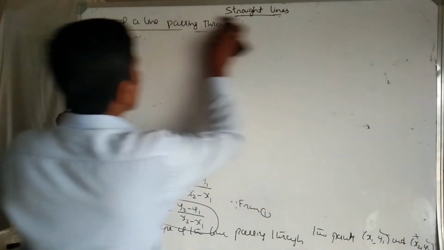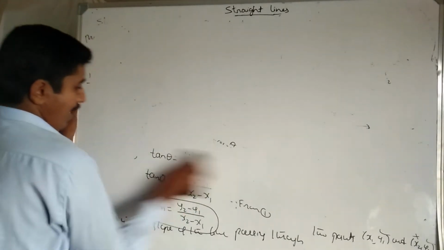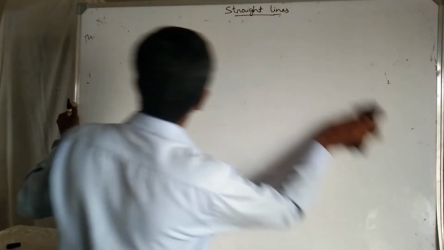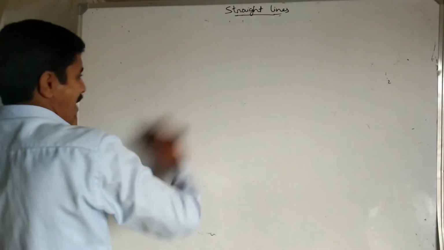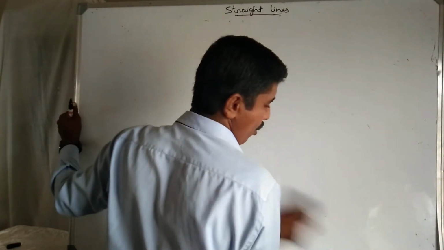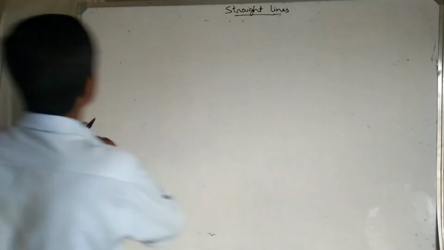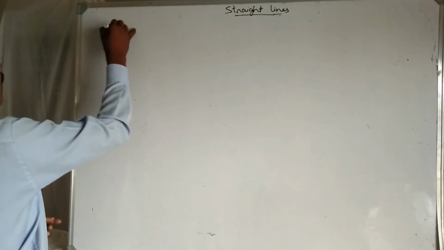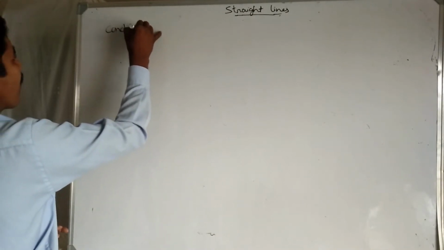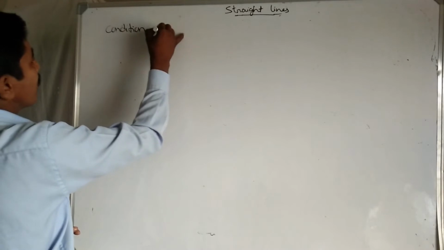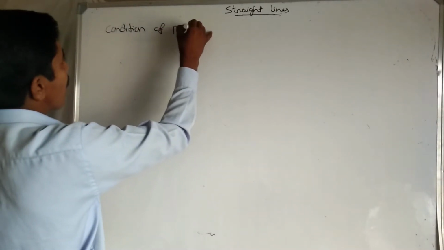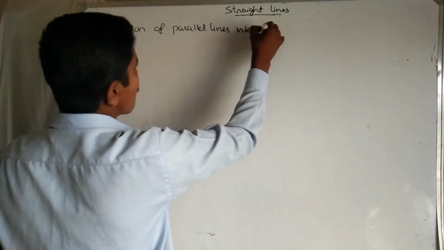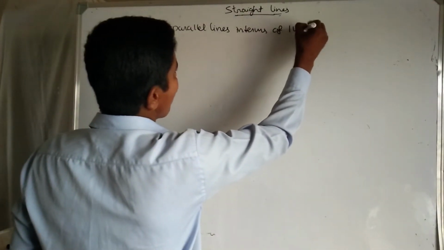So now we go to the condition for parallel lines in terms of slopes. What about if two lines are parallel? What about their slopes? Condition of parallel lines in terms of their slopes.